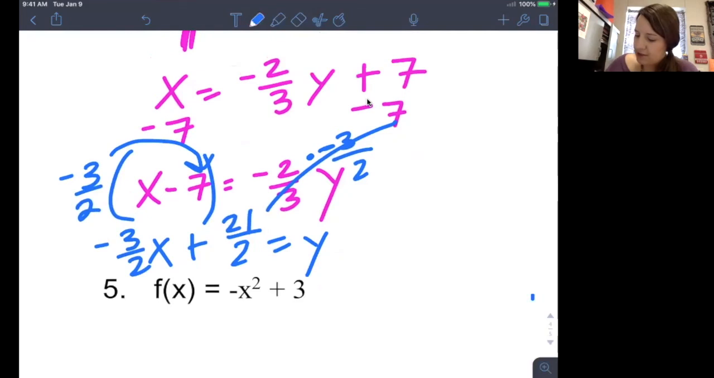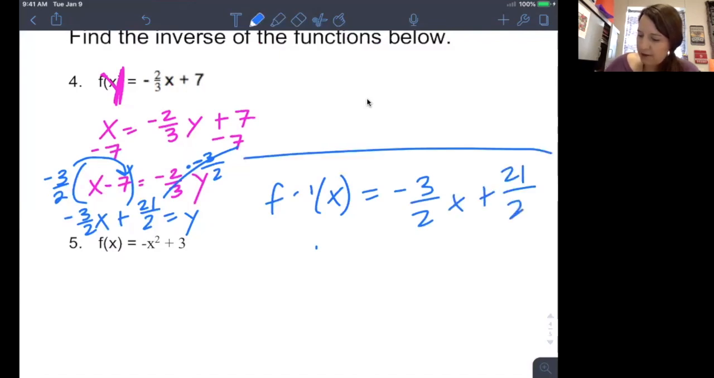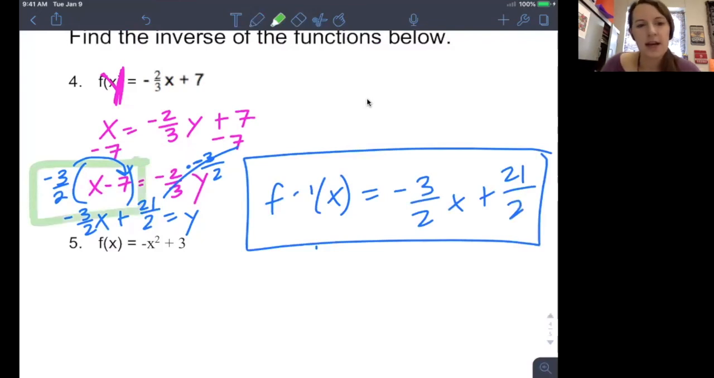So I could say for this one, f inverse of x equals -3/2 x plus 21/2. And if you technically wanted to leave it like this with -3/2 on the outside and x minus 7 on the inside of the parentheses, that's fine. But this way over here is going to allow you to graph it by hand if you choose, because you have a slope and a y-intercept.